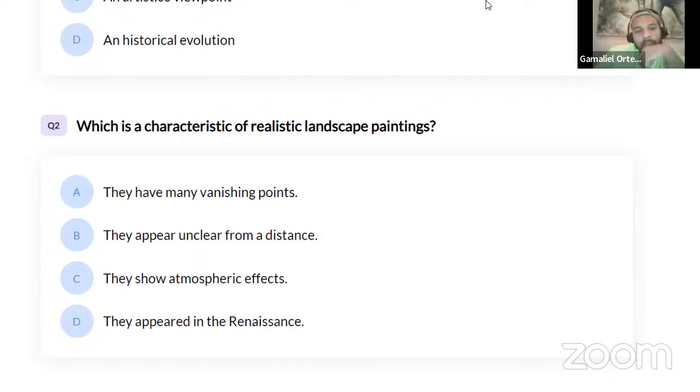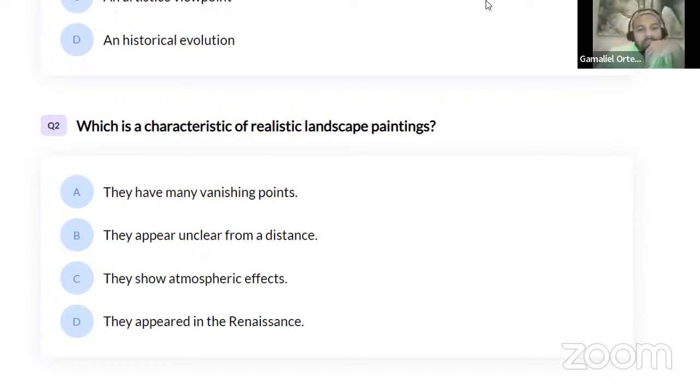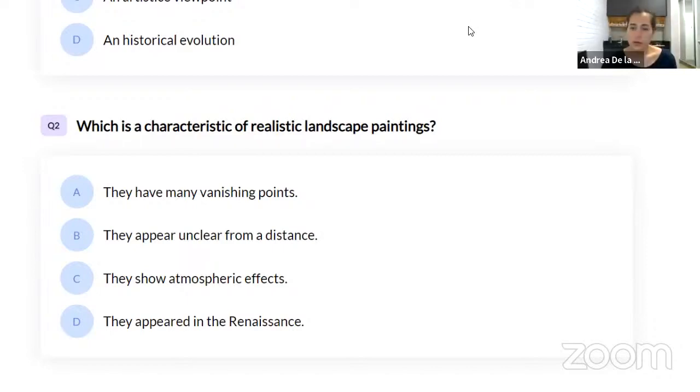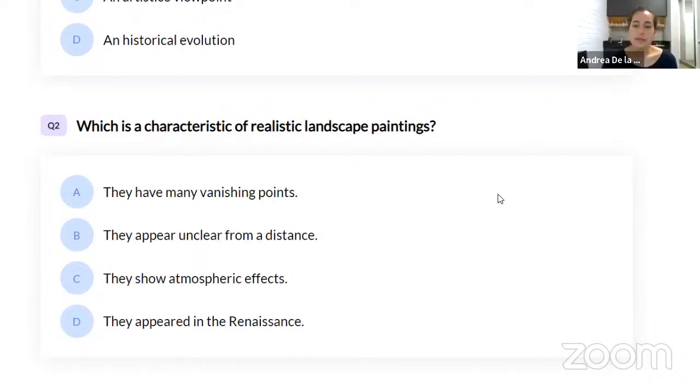Later A and C. Okay, but we can only choose one. Later C. Okay. What about the rest? You know, guys? I will go with C.